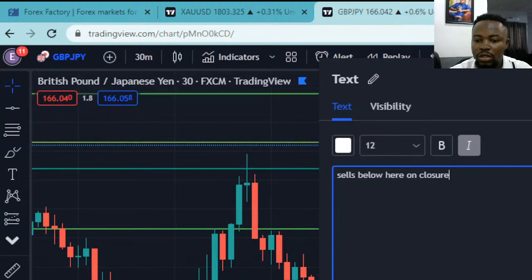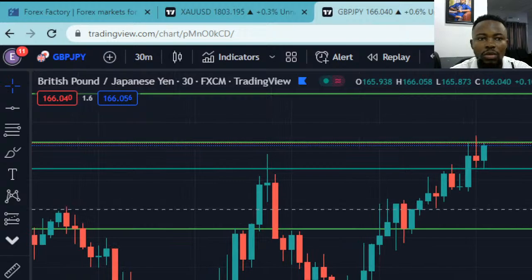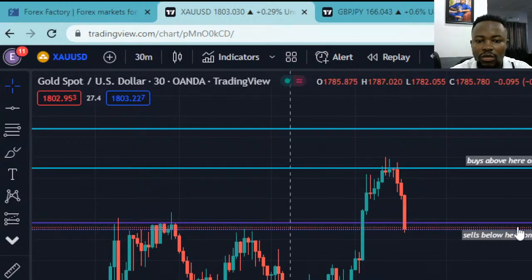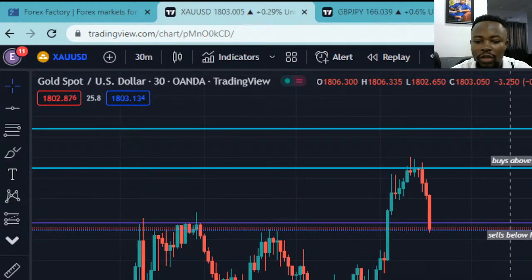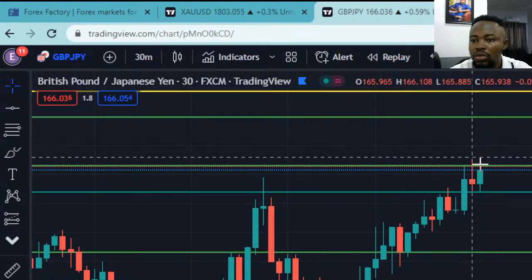It's good to always wait for a candle to close before we think of what to do. So let's look at gold here. Gold has 5 minutes to close. We should see how we close here on gold on 5 minutes, and also on GJ. We're waiting to see how we can close above here.